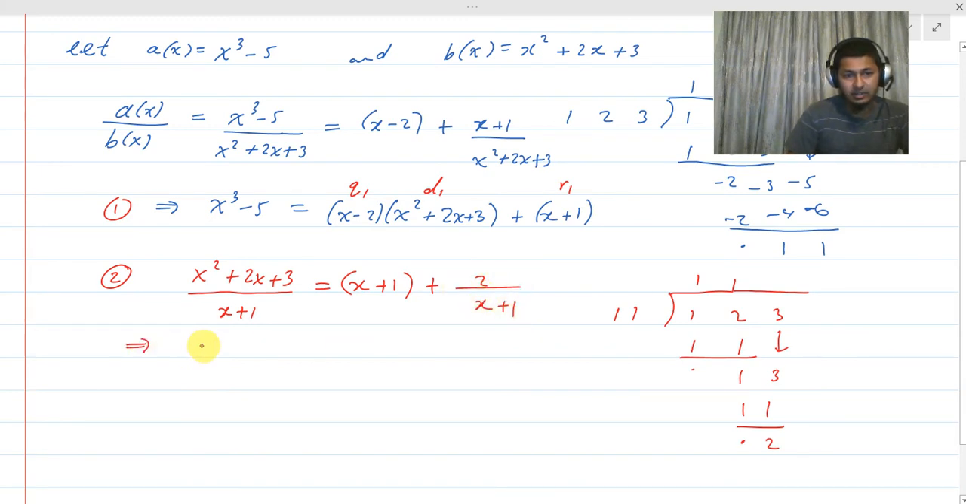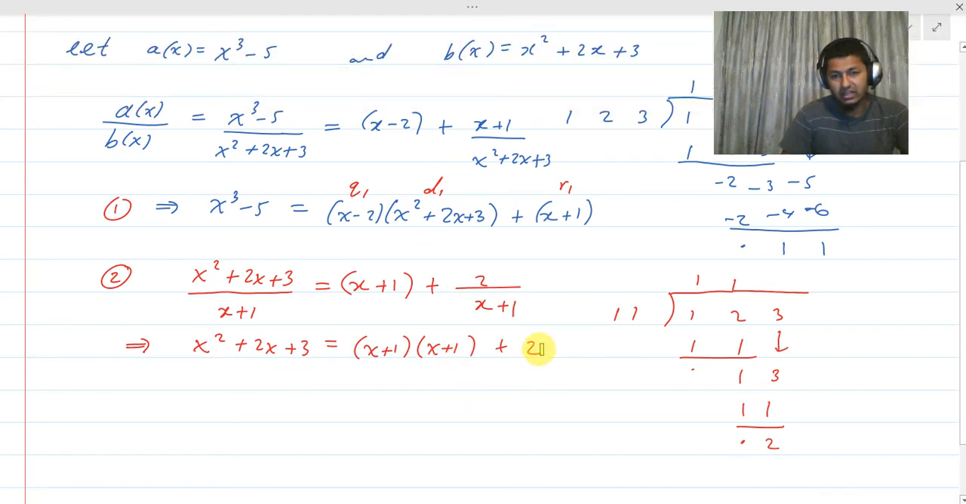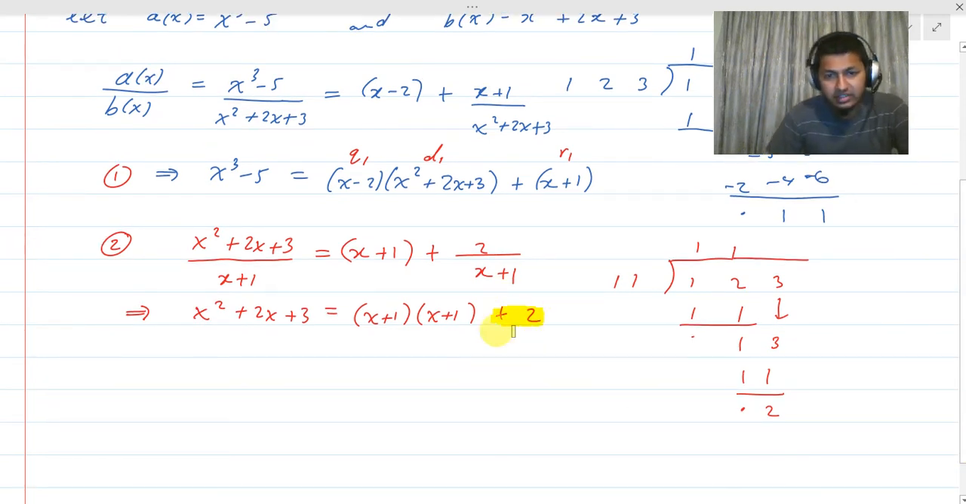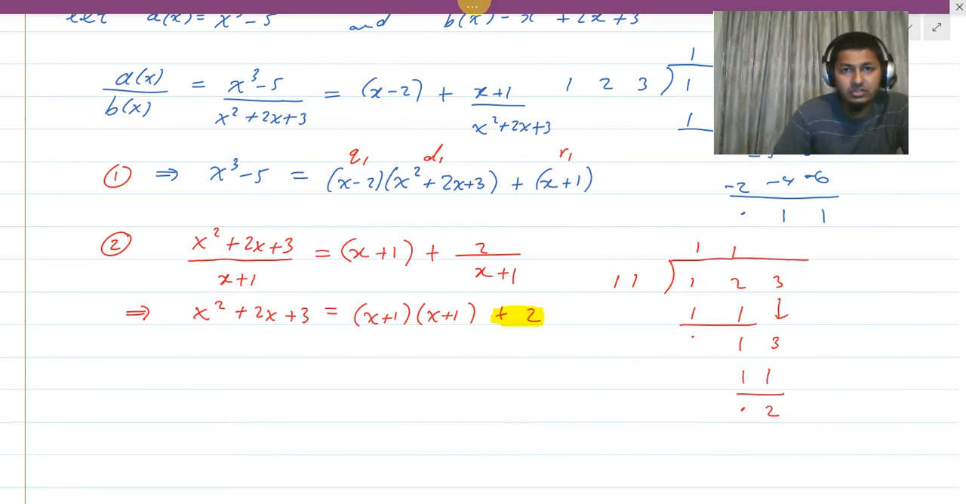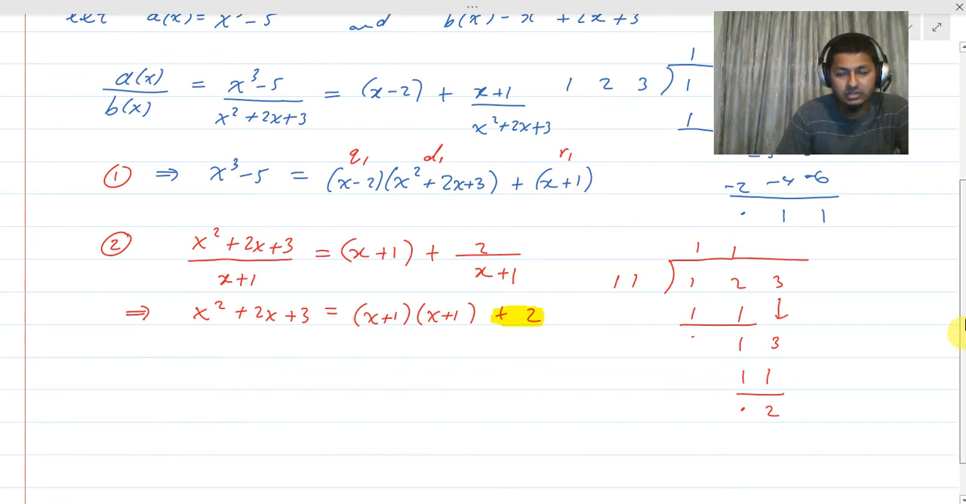And neatening this up, we should get x squared plus 2x plus 3 is equal to x plus 1 into x plus 1 plus 2. So we stop here, guys, because the Euclidean algorithm says we need to stop at the last non-zero remainder. In other words, the answer over here is 2, the answer to your HCF. So basically, the HCF of the polynomials is equal to 2. That's what I'm trying to say.